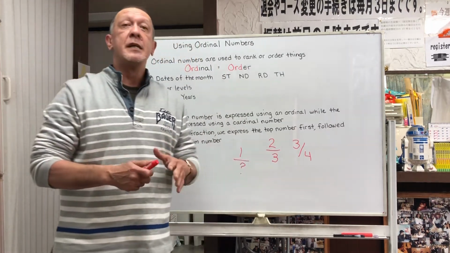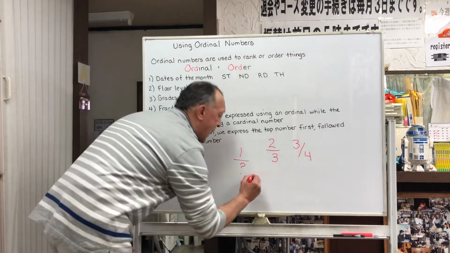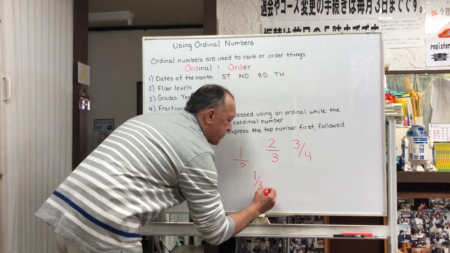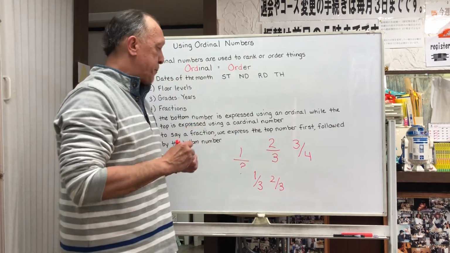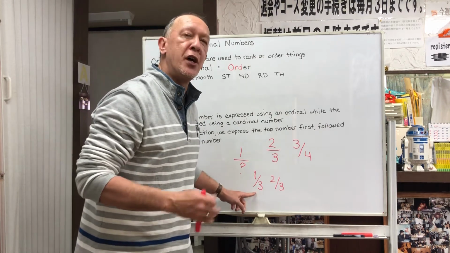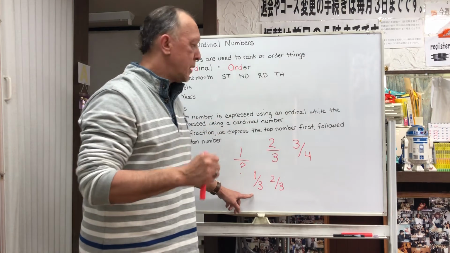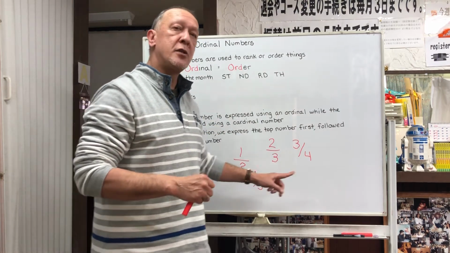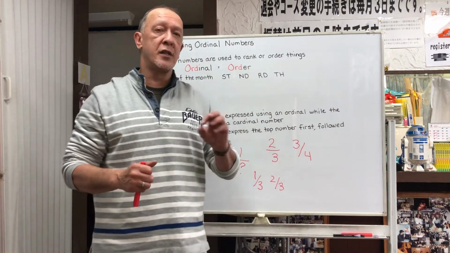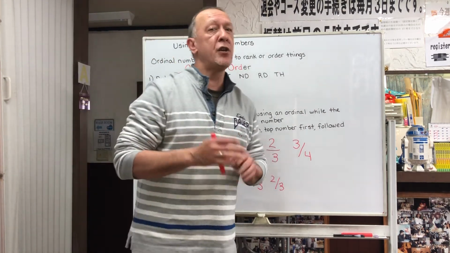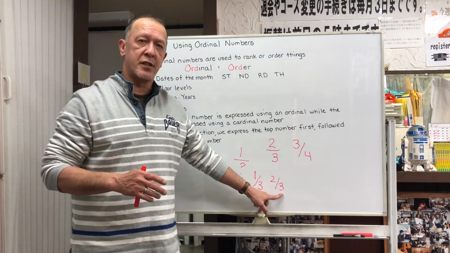Understand? If we have 1/3, 2/3, listen to the pronunciation. 1/3. While this pronunciation, 2/3. If you listen carefully, you can hear a Z sound at the end of the thirds.